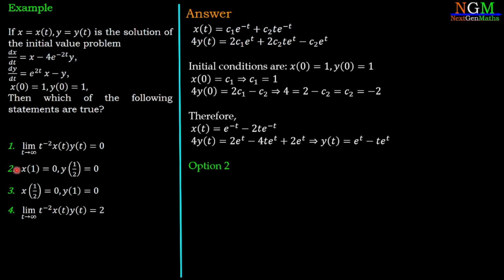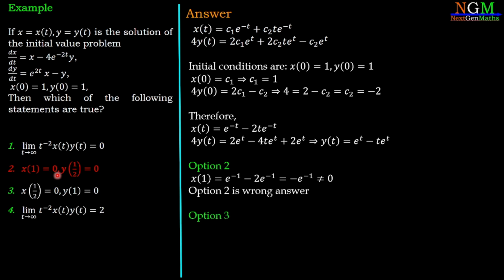Now we are going to discuss option number 2, which is x of 1 equal to 0 and y of 1 by 2 equal to 0. So first we are going to find the value of x of 1. So we put t equal to 1 in the equation. So x of 1 equal to e power minus 1 minus 2 times e power minus 1, which will give minus e power minus 1, which is not equal to 0. So option number 2 says that x of 1 equal to 0, which is wrong. So option number 2 is the wrong answer.